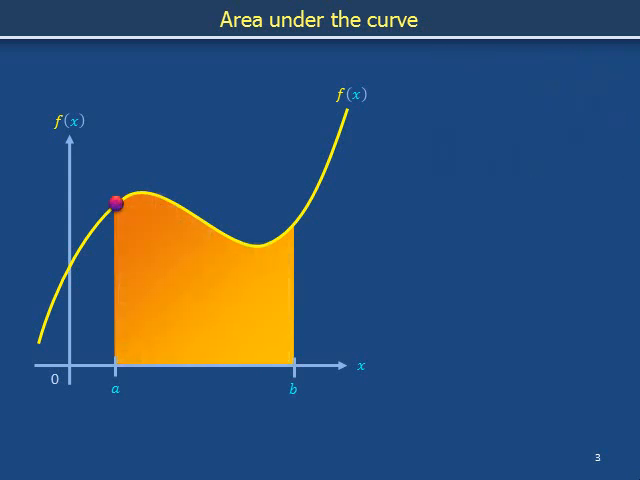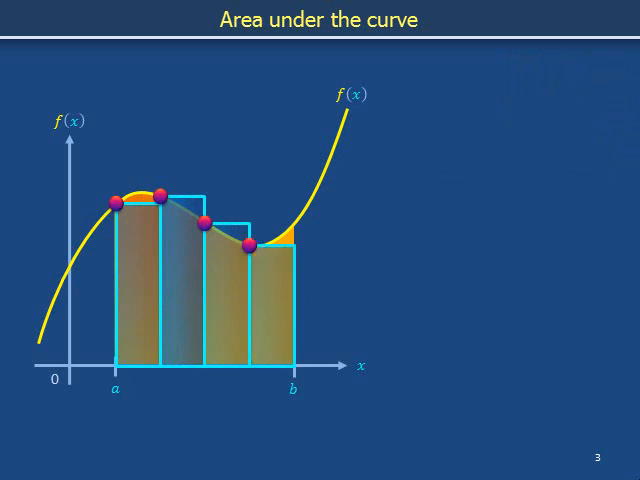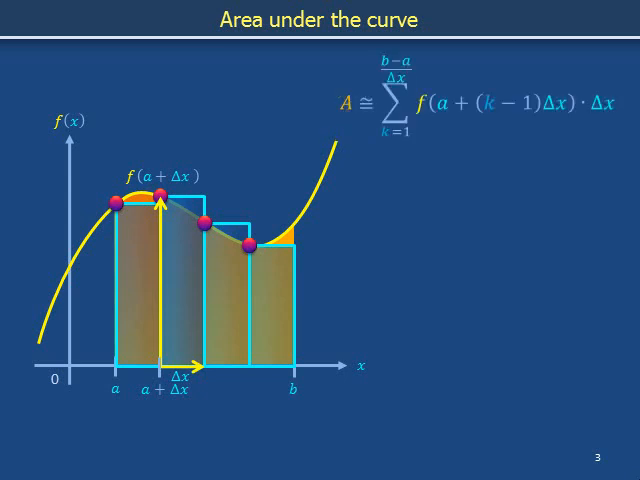Use the height of f at a to draw a rectangle extended toward the right. Draw another rectangle picking up from where the last one stopped, and another one, and another one. Look, for example, at the rectangle with left-hand corner at x equals a plus delta x and height f of a plus delta x. Its area is f of a plus delta x times delta x, which is one of the terms inside this sum.